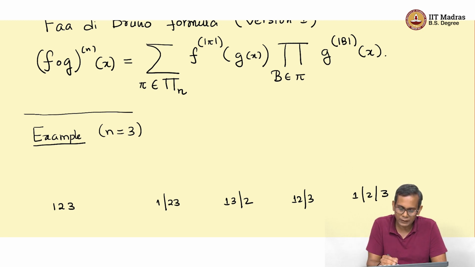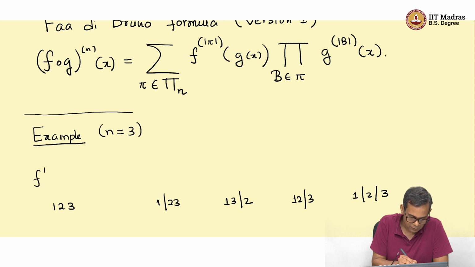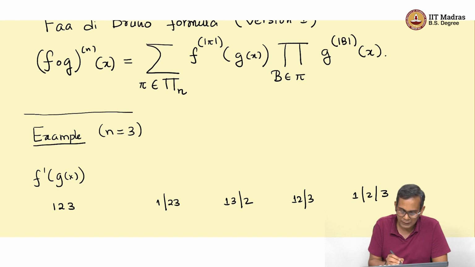So if I take pi to be 1, 2, 3, how many blocks does this have? Well, this just has one block. So I should take the first derivative of g x. And then I must take the product over the blocks. It has only one block and its size is 3. So I must take g triple prime x.